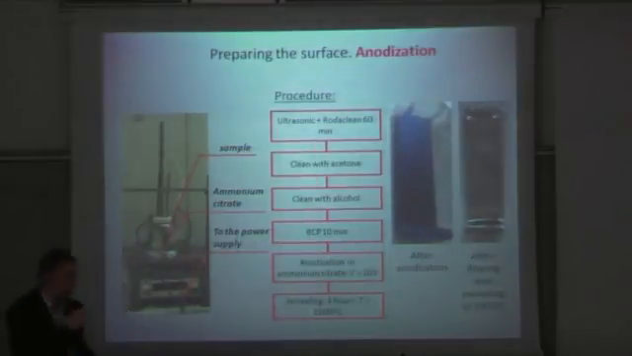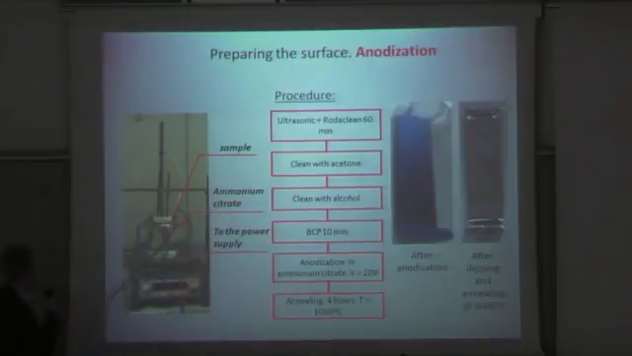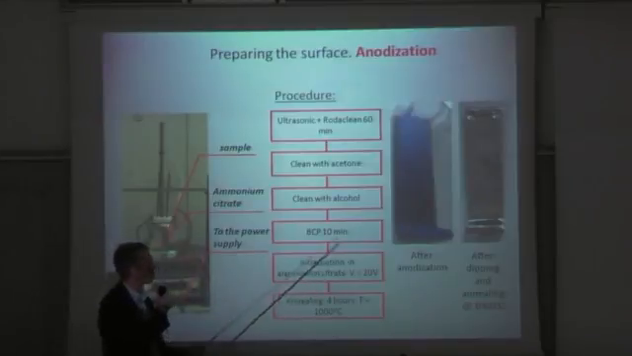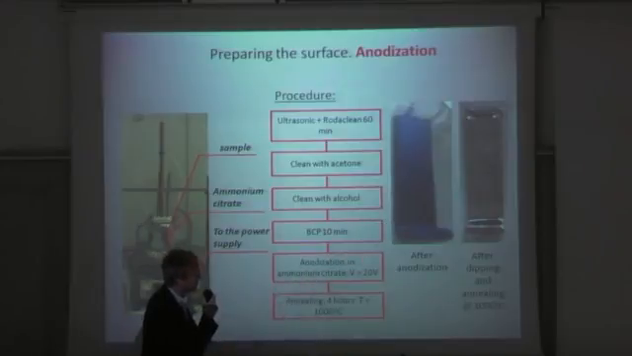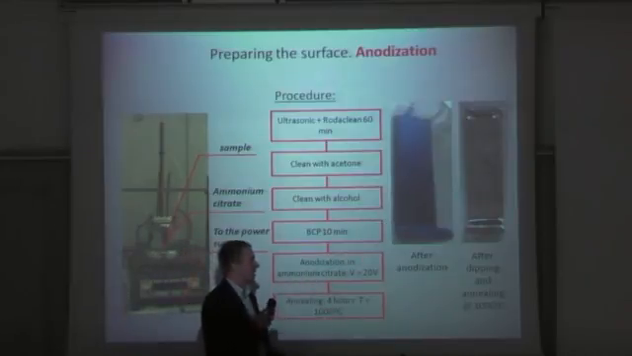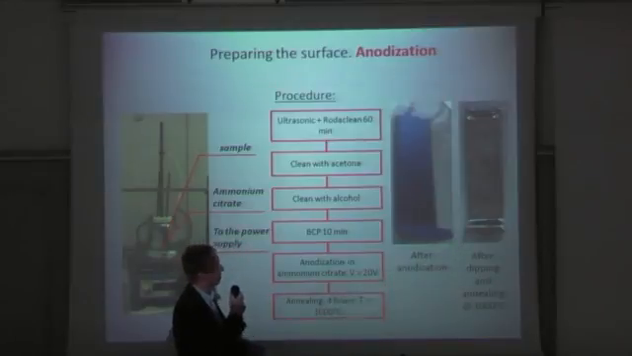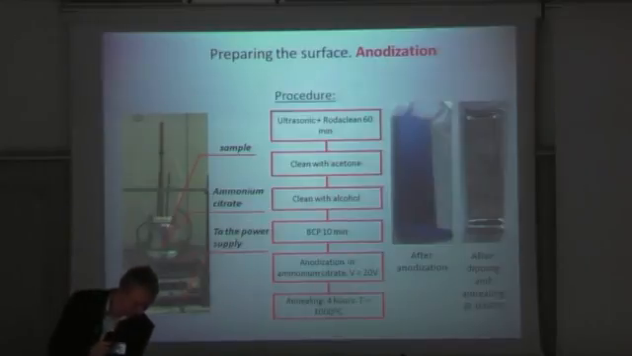After it, we decided to study the influence of anodization. We anodized the sample with ammonium citrate with a voltage of 20 volts. The result was like this. The sample after anodization. And this is the same sample after dipping and after annealing. And as you can see, all is the same. We didn't solve the problem.